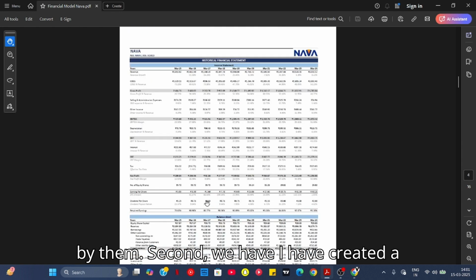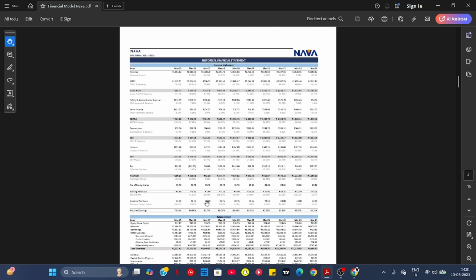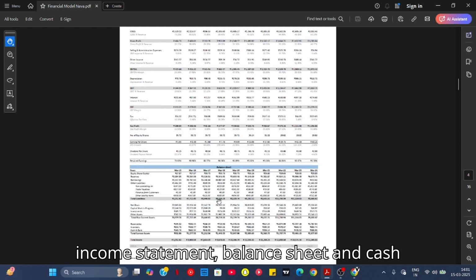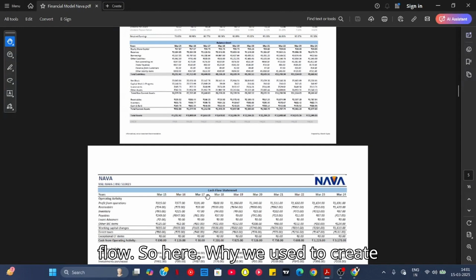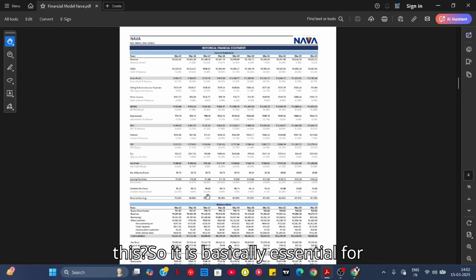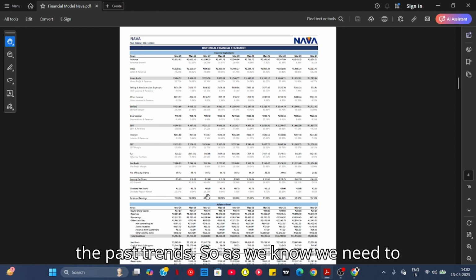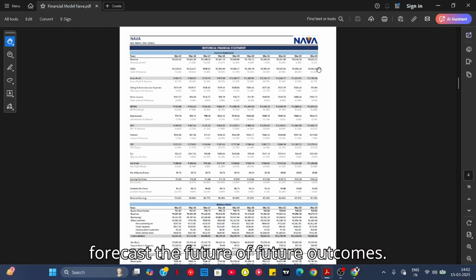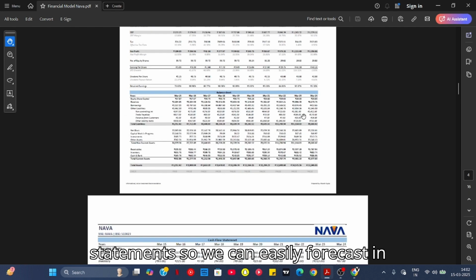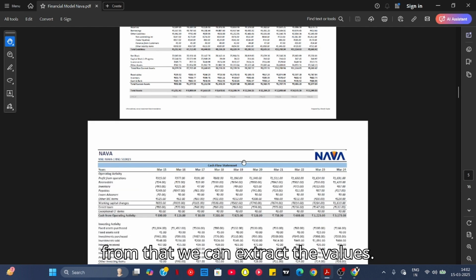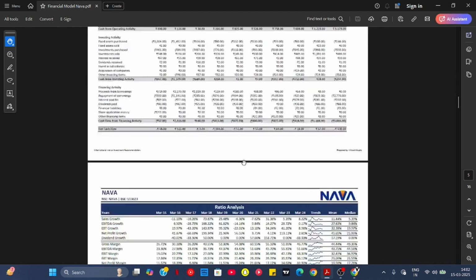Second, I have created a historical statement of accounts with three main accounts: income statement, balance sheet, and cash flow. Why did we create this? It is essential for forecasting future performance based on past trends. As we know, we need to forecast future outcomes, so we have created past performance statements so we can easily forecast. Like in the next sheet, if we do any forecasting, we need the values, so we need to provide them in a good way so that we can extract the values.